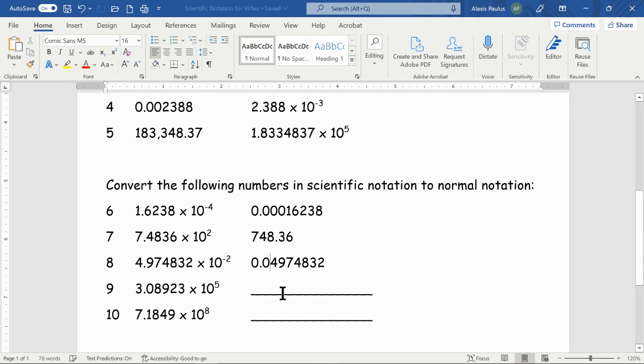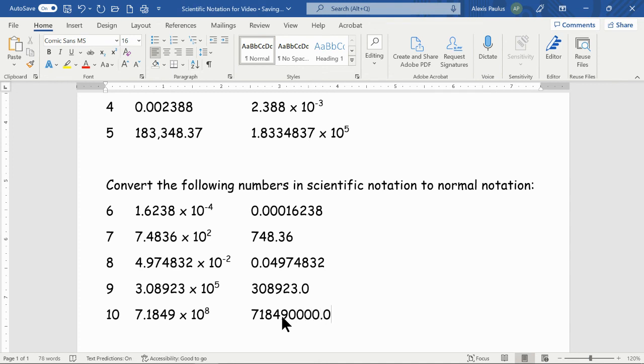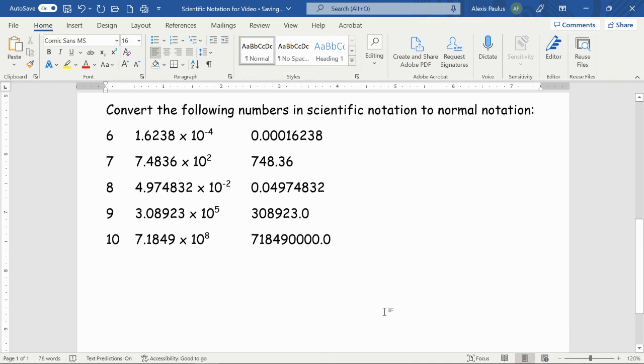+5 means it's going to the right, and it's going to the right 5 spaces. 1, 2, 3, 4, 5. Don't need to do this, but that'll remind me where the decimal place actually belongs. +8, holy moly, if it's a +8 or a +5, we're probably talking about a large normal notation number. 7, 1, 8, 4, 9. All right, so 1, 2, 3, 4 spaces, and I need 4 more spaces. 1, 2, 3, 4. And again, I always like to add a 0.0 to remind myself where the decimal is.